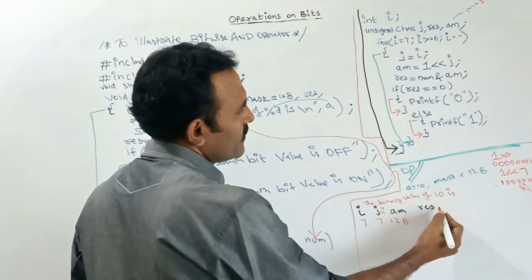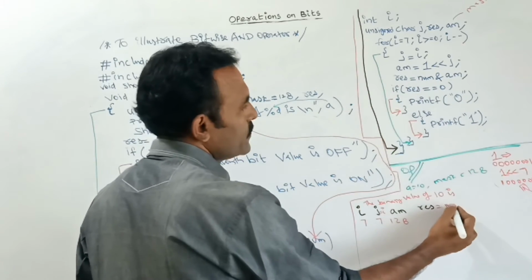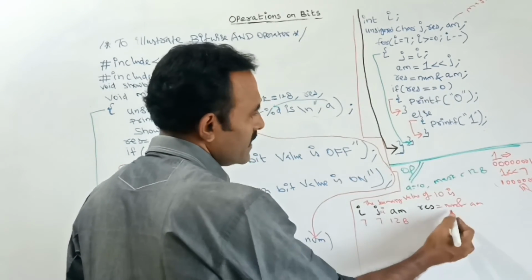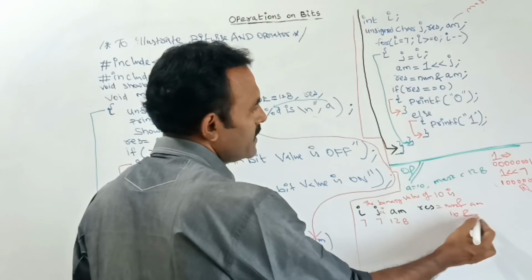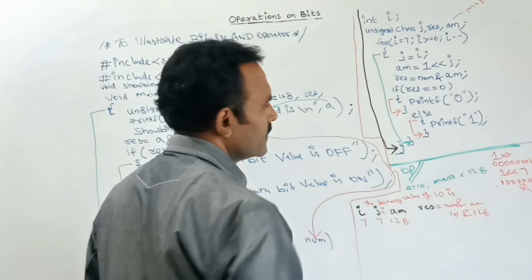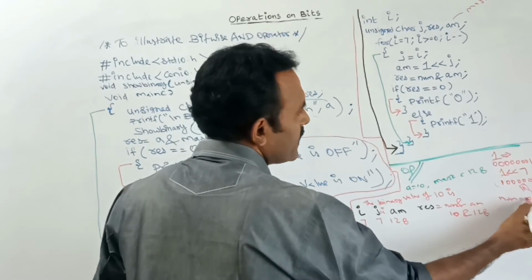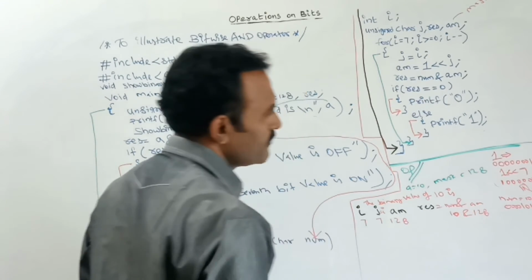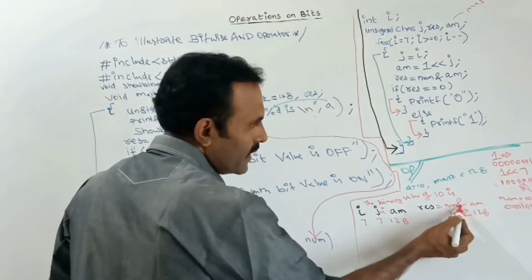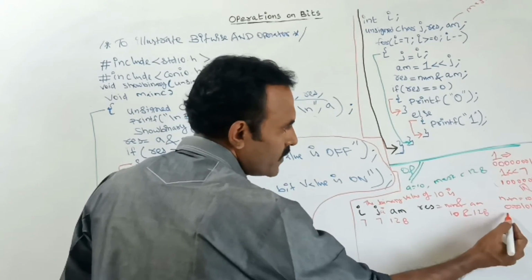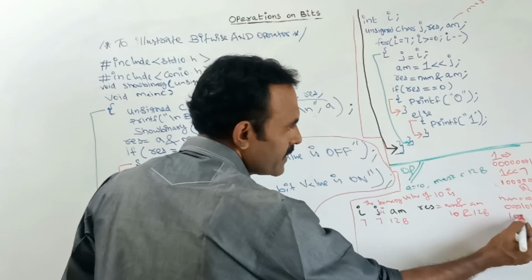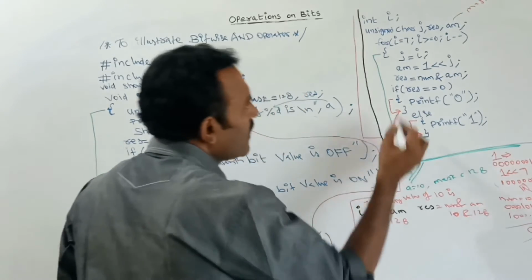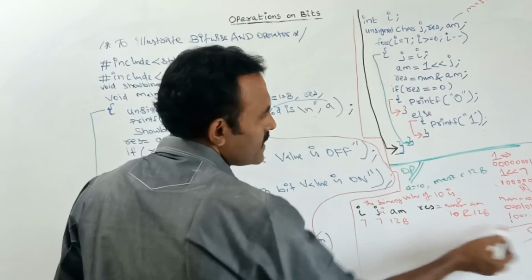RES is equal to, what is the RES value? NUM. I am ANDing this with AM value. That is, NUM value is here 10. I am ANDing with 128. NUM is equal to 10. For the 10, the binary value is 1010. This is the binary value of 10. I am ANDing this with 128. 128 means 7th position 1, remaining every bit value is 0. So here RES is equal to, the result is 0.